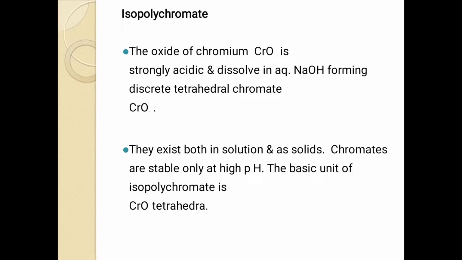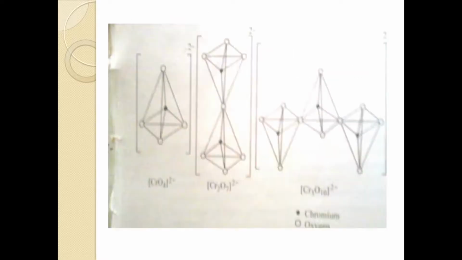Isopolychromate. The oxide of chromium is strongly acidic and dissolves in aqueous sodium hydroxide, forming discrete tetrahedral chromate CrO4 2- ions. They exist both in solutions and as solids. Chromates are stable only at high pH. The basic unit of isopolychromate is the CrO4 tetrahedra. The structure of chromate and dichromate anions are given in this slide.